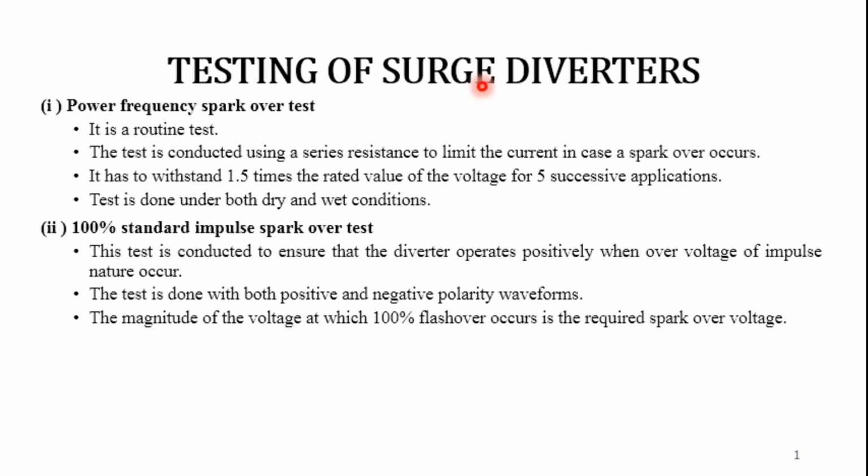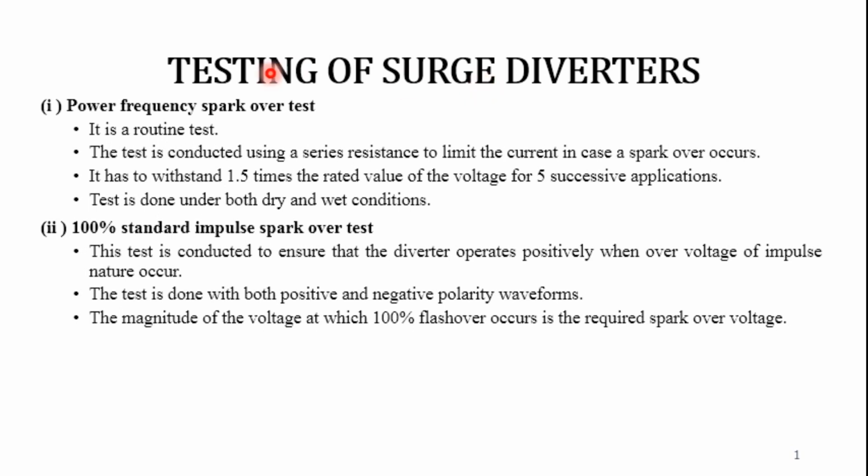So we are looking at what tests can be conducted for the surge diverters. There are different tests like the power frequency spark over test, 100% standard impulse spark over test. We have the residual voltage test, then the high current impulse test, in that we have longer duration current pulses, then the operating duty cycle test and other tests. So these are the different tests which you are going to do on the surge diverters.